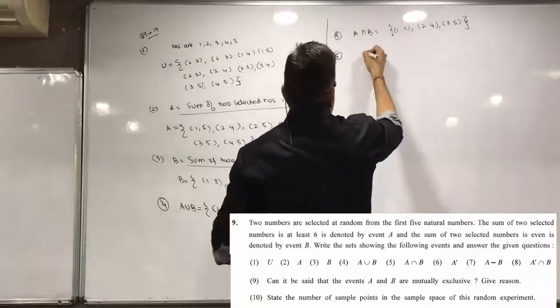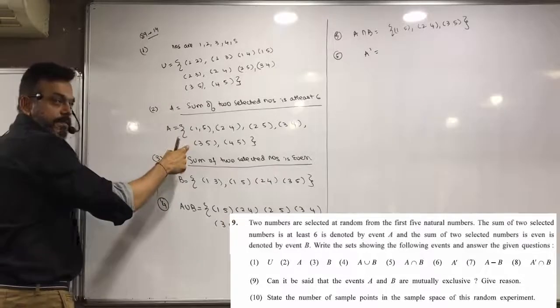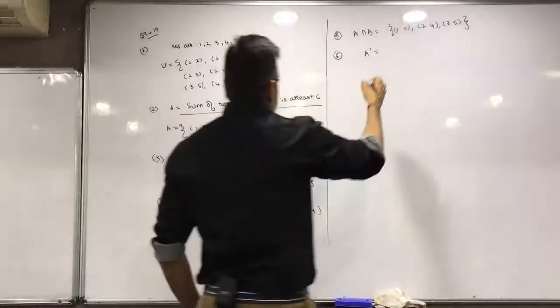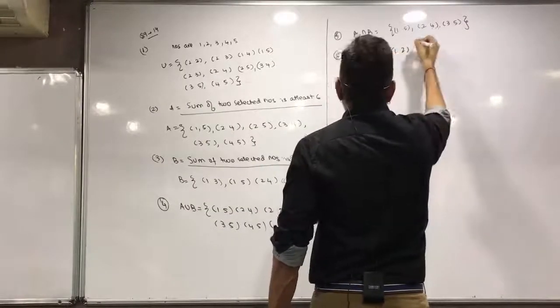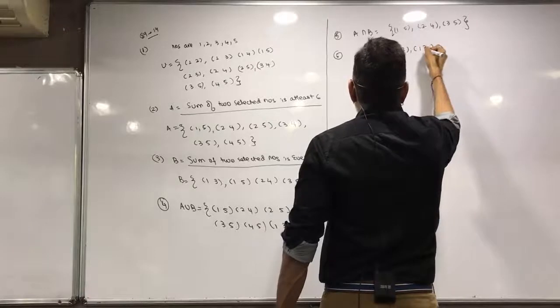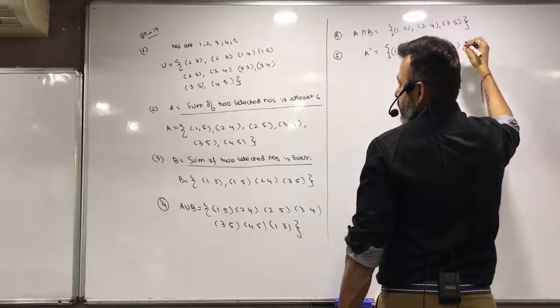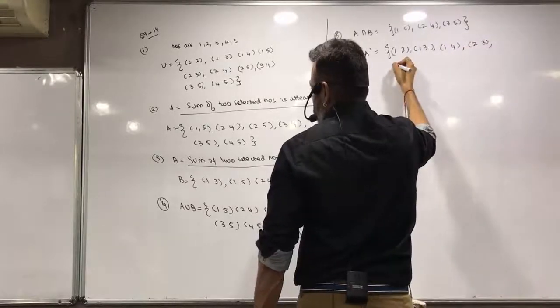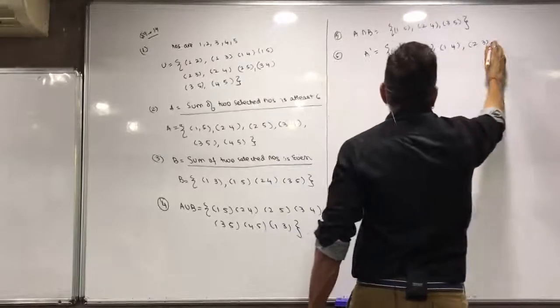Sixth, A complement. Now A is all these numbers. A complement means everything besides this. So 1, 2, then 1, 3, then 1, 4, 1, 5 is there, 2, 3, then 2, 4, 2, 5, 3, 4, 3, 5, 4, 5. That's it.